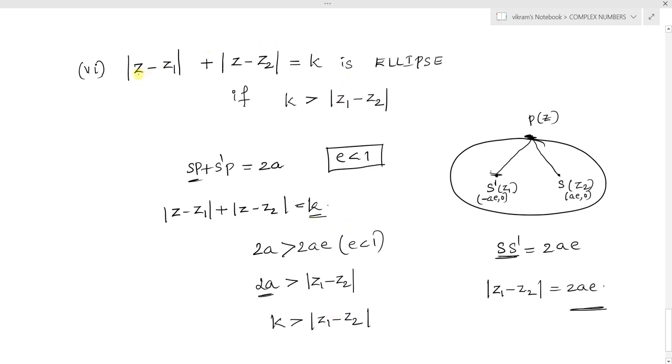Okay, for the locus of z, if it is in the form mod of z minus z1 plus mod of z minus z2 equals some constant, and if the constant is greater than the distance between z1 and z2, then that represents the locus of the complex number z as an ellipse. Okay, the locus of z as an ellipse.